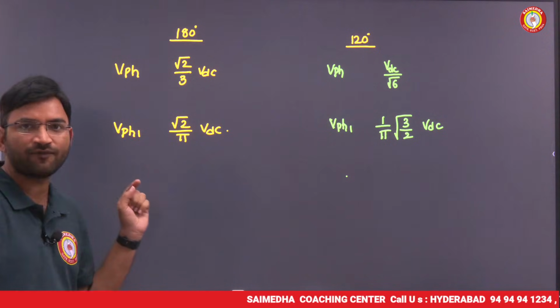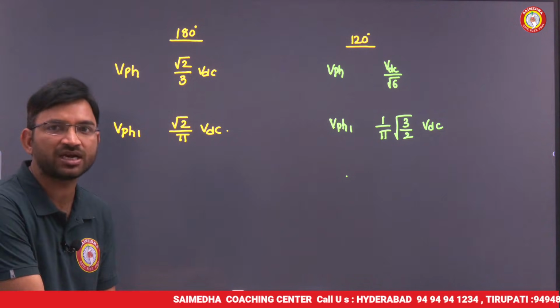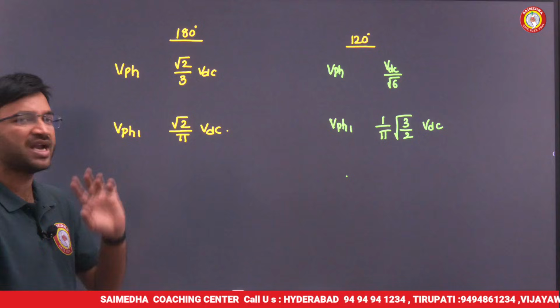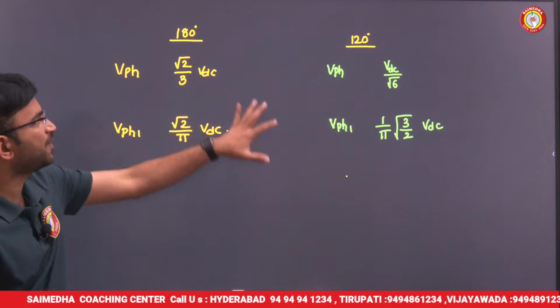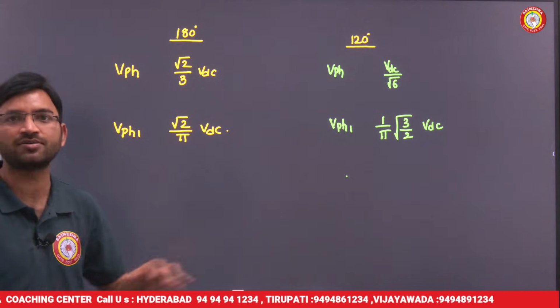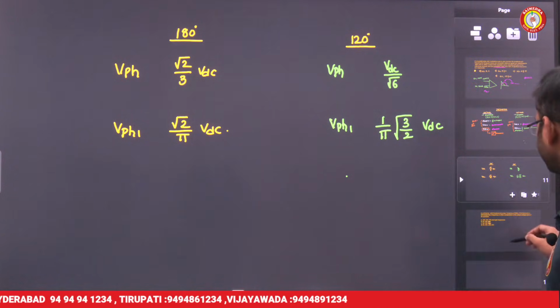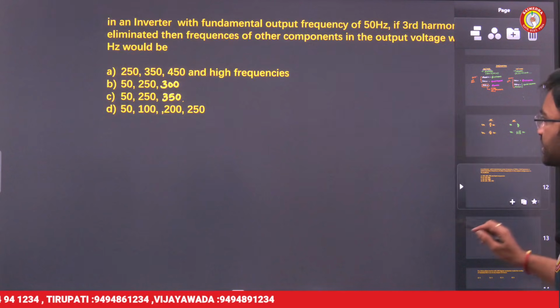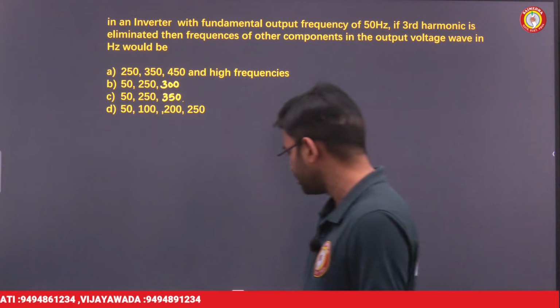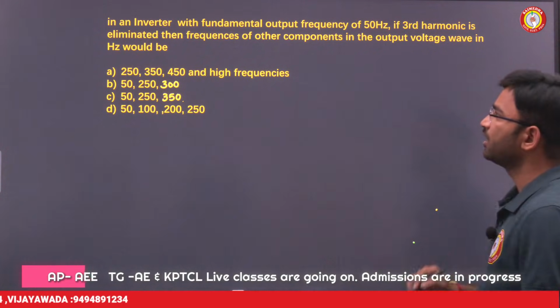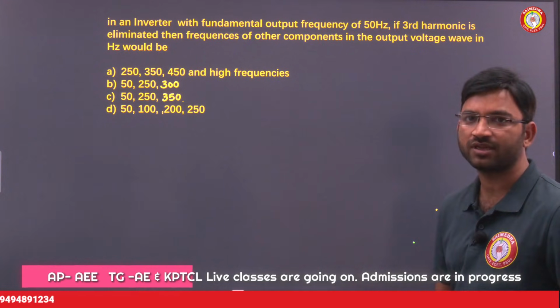This is the fundamental value of phase. If they ask you fundamental value of the line voltage, you need to multiply with root 3. So with that help, we can get the 180 as well as 120 degree mode of operation, sir. So now let's try to discuss few problems which is based on these inverters. Let's try to read this question, sir.